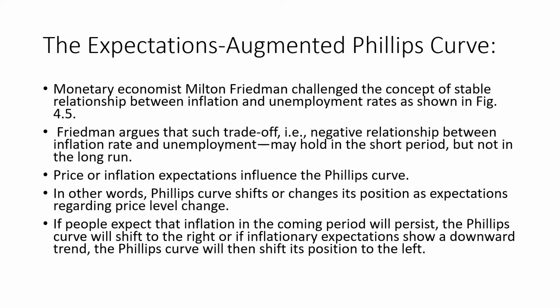Price or inflation expectations would influence the Phillips curve. That was the main reason that he found. In other words, the Phillips curve would shift or change its position when there is a change in expectations regarding prices. There can be a shift in the Phillips curve. If people expect that inflation in the coming period would persist, the Phillips curve would shift to the right. Or if inflationary expectation shows a downward trend, the Phillips curve will shift to the left. This is what Friedman understood.